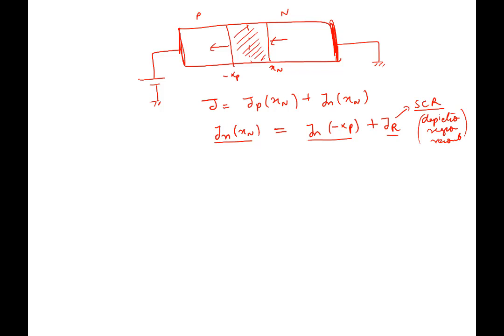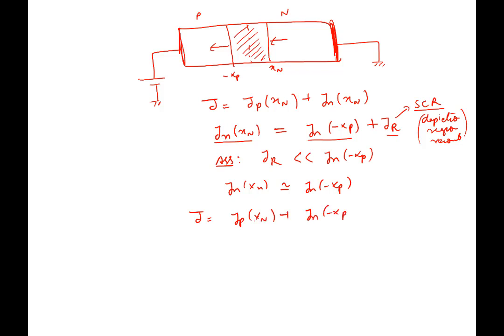The assumption that we make is that JR is much less than, let's say, Jn at minus Xp, and therefore we write Jn at Xn equal to Jn at minus Xp. And therefore we are able to write J equal to Jp at Xn plus Jn at minus Xp. We're able to write the total current in terms of these minority carrier currents.